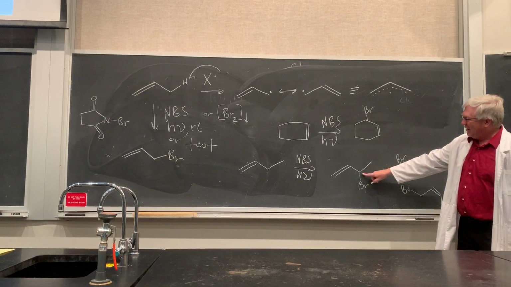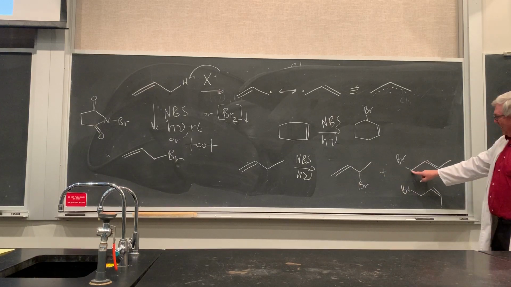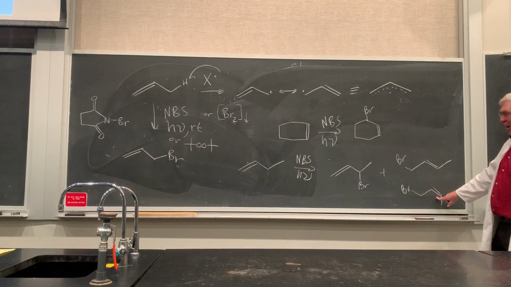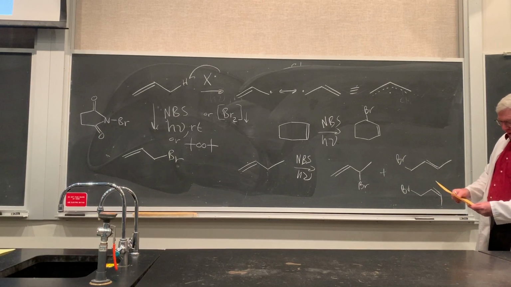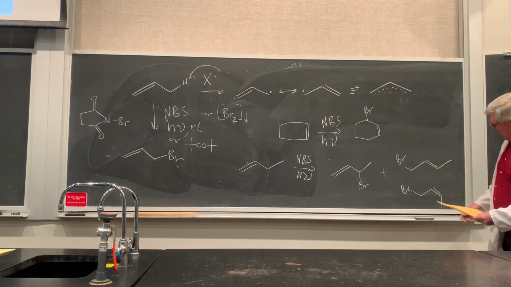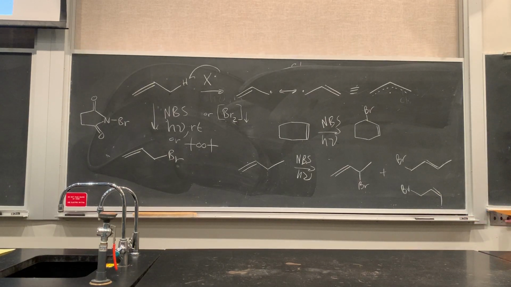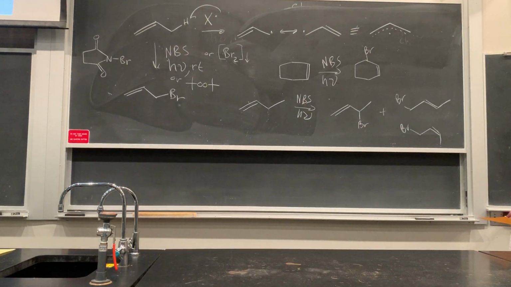This is at that secondary position, the allylic radical. This would be at the primary position, and isomerizing the double bond over. So the three different products there are a possibility. Now let's look at one that's just a little bit more complicated.